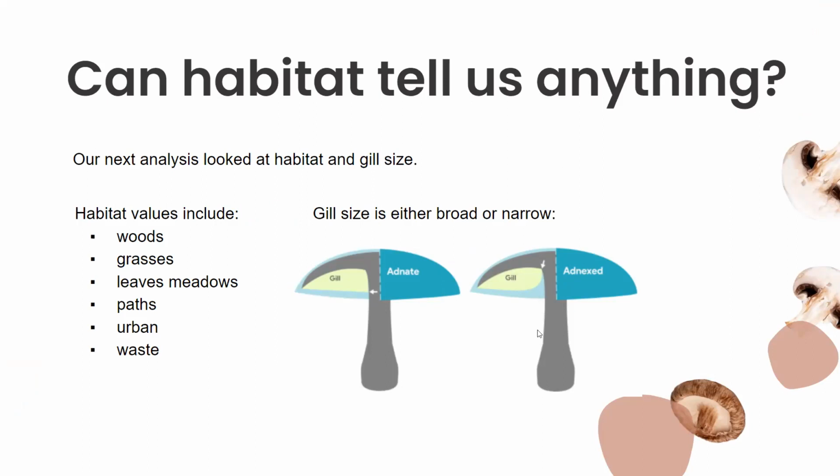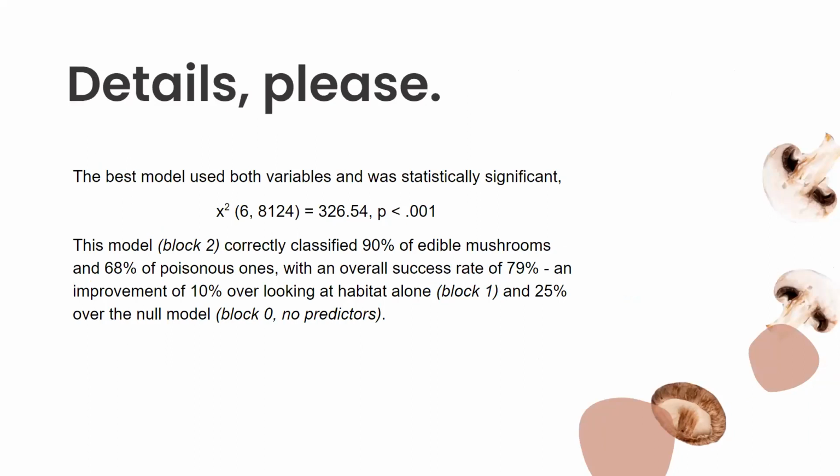The best model out of the 3 that ran, because we had the 2 blocks, was the block 2. So you can see there chi-squared was 326 with 6 degrees of freedom, and our slightly more than 8,000 rows. P was less than 0.001. It correctly classified 90% of edible mushrooms and 68% of the poisonous ones. So that was nice. Overall success rate was 79%, which was, as you can see, 10% better than habitat alone and 25% better than just the null model, where there were no predictors.